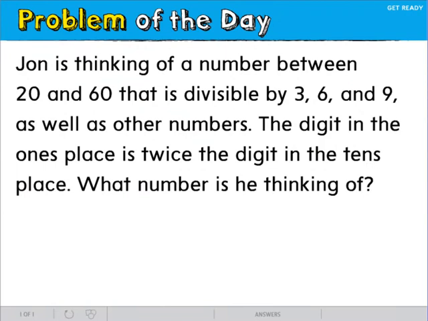It says John is thinking of a number between 20 and 60 that is divisible by 3, 6, and 9, as well as other numbers. The digit in the ones place is twice the digit in the tens place. What number is he thinking of? So with your groups, I'm going to give you a couple minutes to work on this. Write it on your whiteboards and have it ready to present to the class with your reasoning.